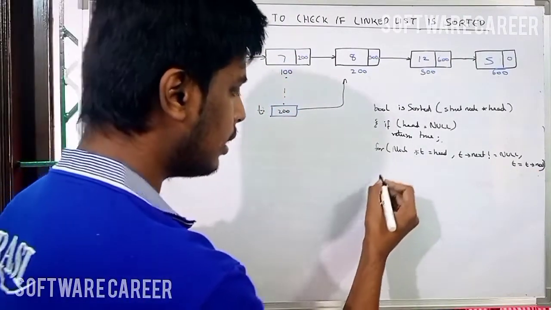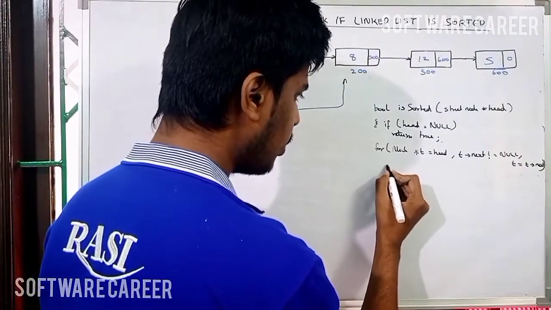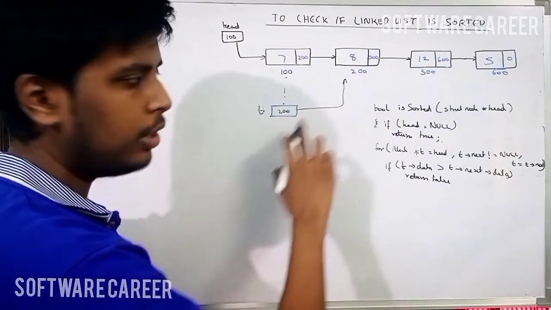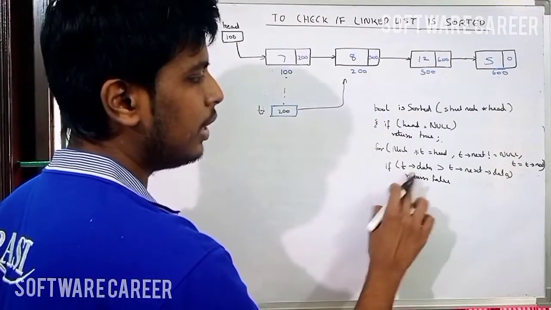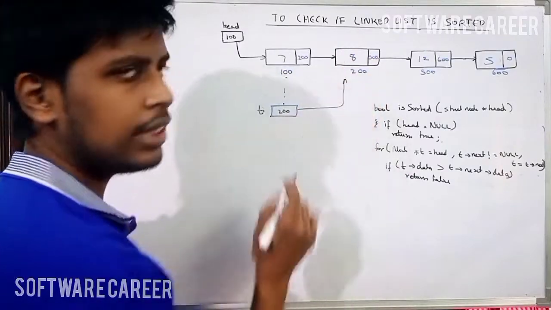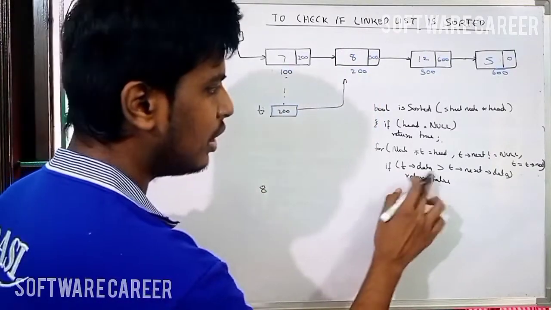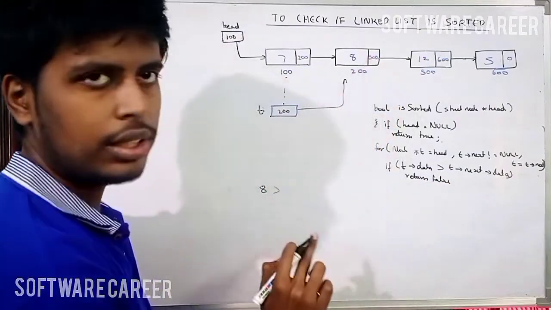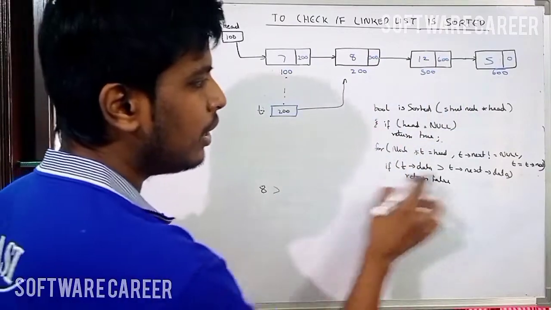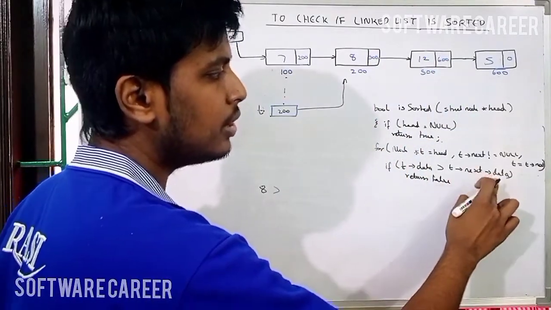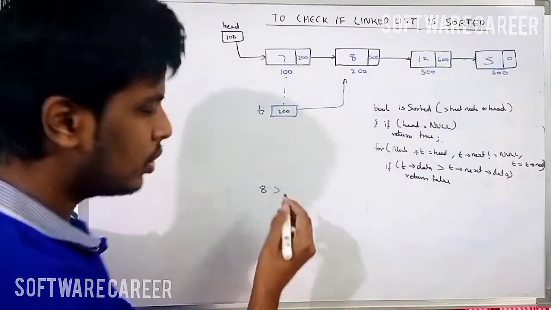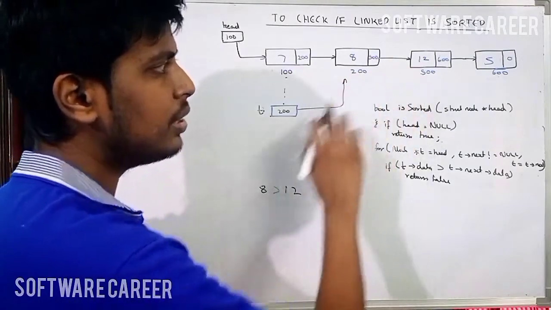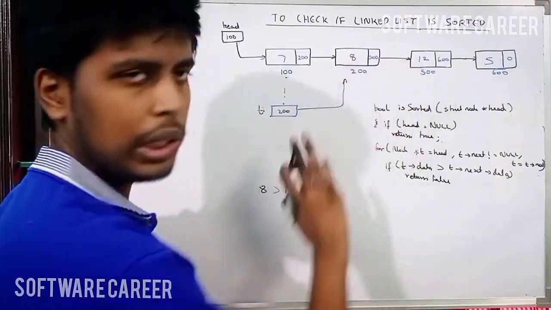Then I'm writing the condition. Now t is 200, it's pointing to the second node. Now I'll check what t data is. 200's data is 8. I'll compare whether 8 is greater than t next data. t is 200, 200 next is 500. So 500 is the third node. 500's data is 12. So I'll compare whether 8 is greater than 12. If 8 is greater than 12, it means it is not sorted, but 8 is less than 12.